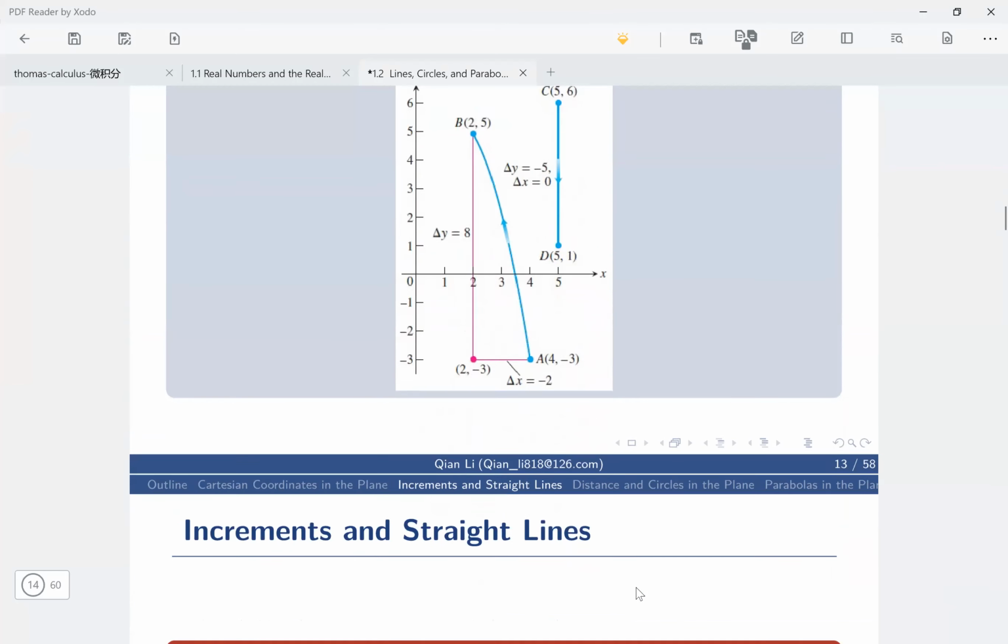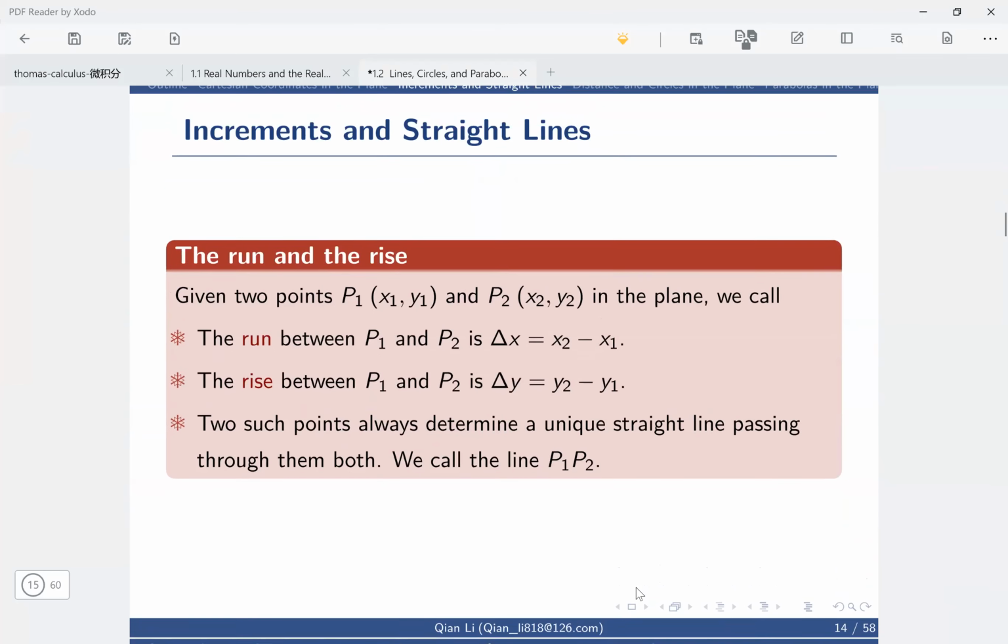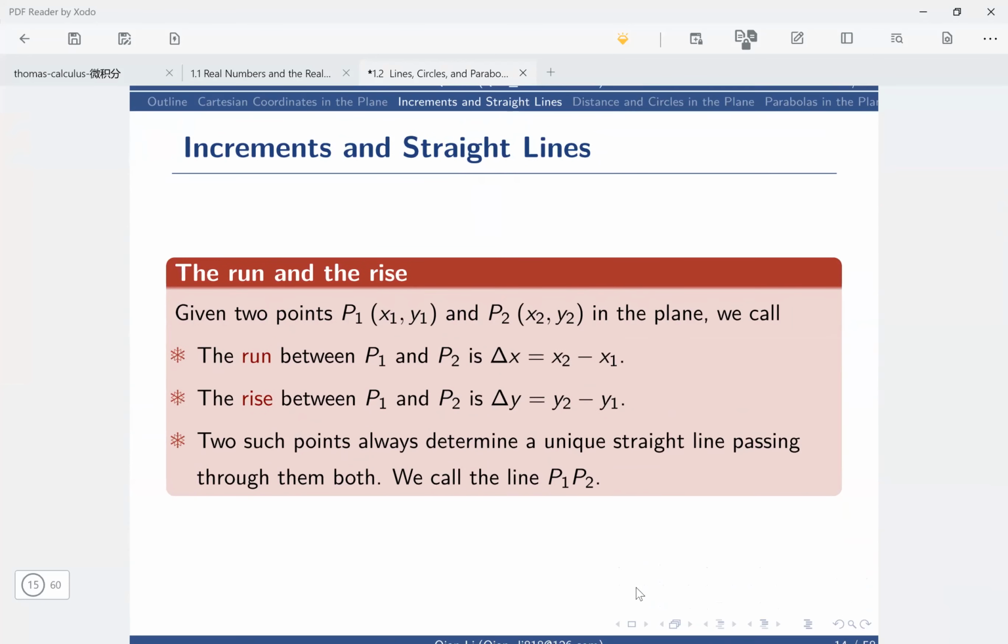Okay, this is the picture for the point. Let's see. If we are given two points, the first point is P sub 1, and the ordered pair of P sub 1 is (x sub 1, y sub 1), and the next point is P sub 2, and the ordered pair of P sub 2 is (x sub 2, y sub 2) in the plane.